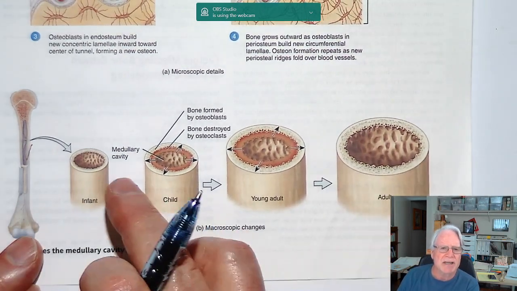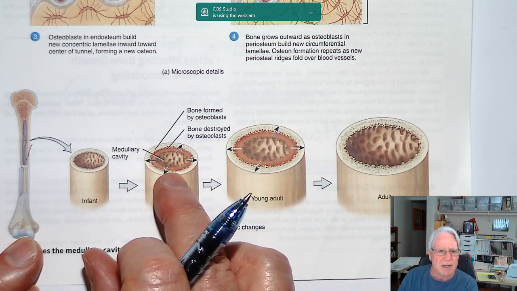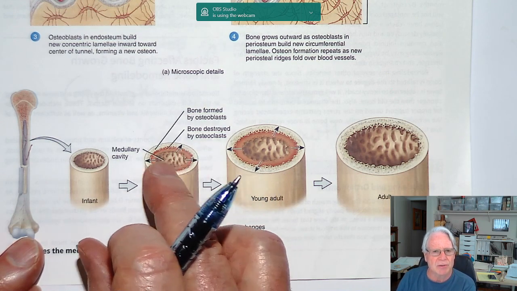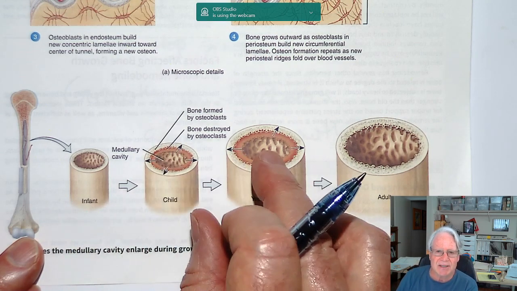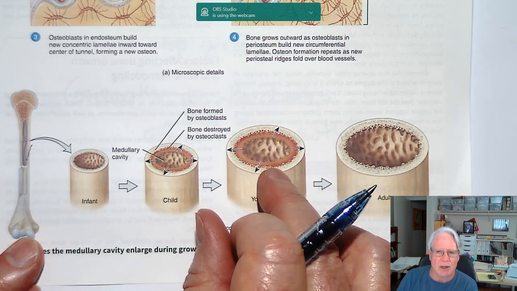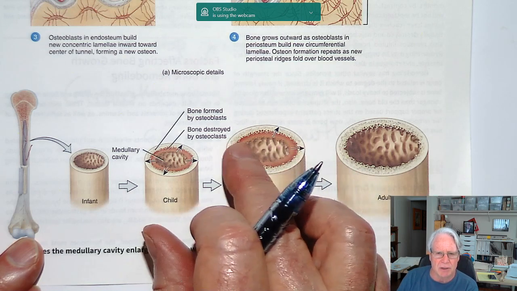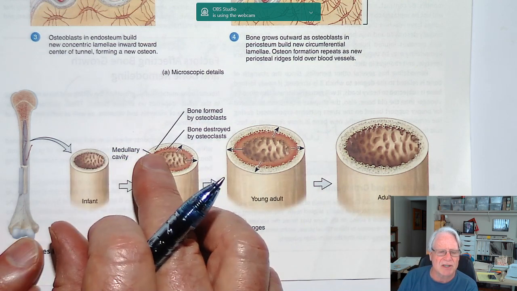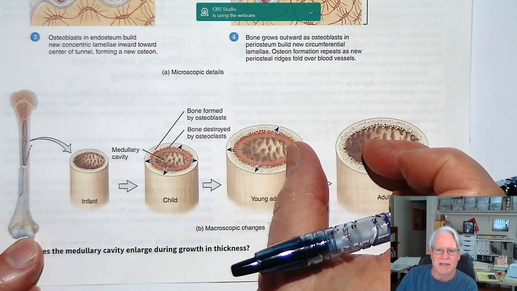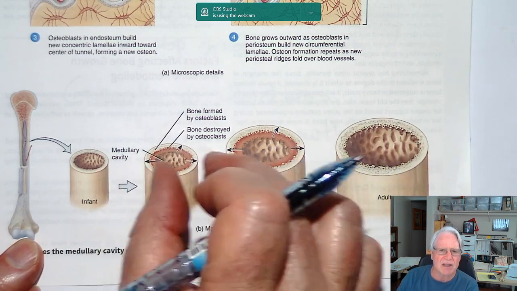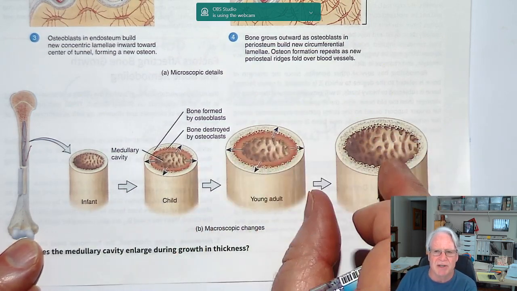We're going to add new bone material to the outside, to the outer edge of a bone. At the same time, we're going to remove material on the inner edge of the bone. So, yes, the wall does tend to thicken over time, but the medullary cavity is also growing over time. So what we see here is not just simply a thickening of compact bone so that you end up with a very thick wall at the end, but what you see is a thickening, yes, of the wall, but also an enlargement of the medullary cavity.